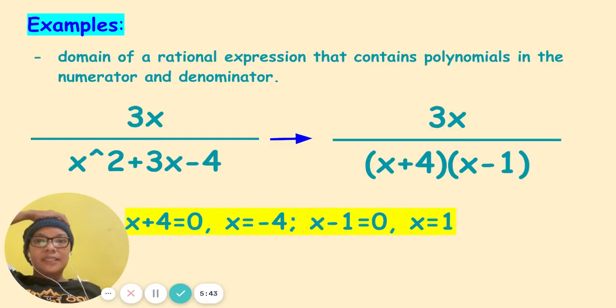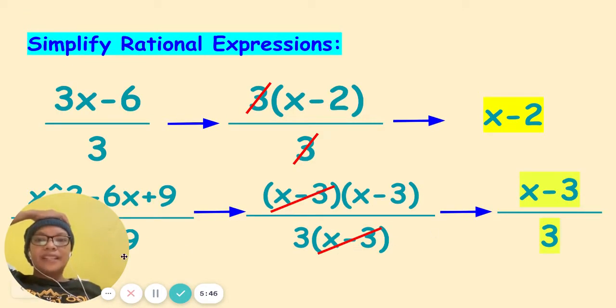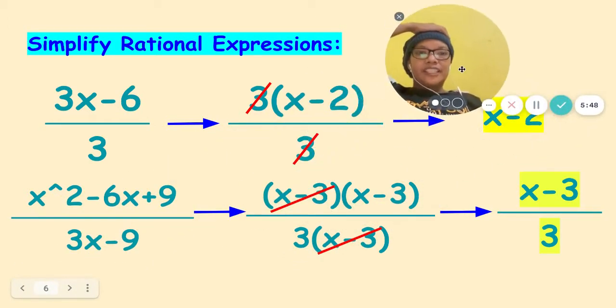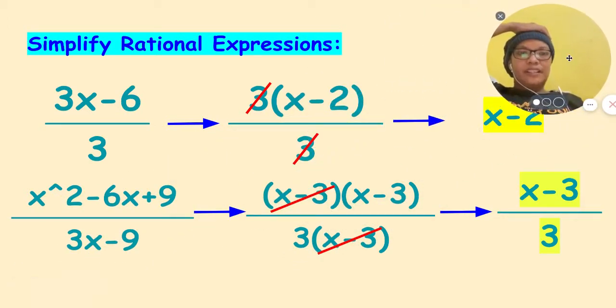So, let's simplify rational expressions, because that is one of our goals here. So we have how to simplify rational expressions, because some rational expressions kailangan nyo po siyang i-simplify. So for example, 3x minus 6. So we have here a binomial term and a term na walang degree. So it's a constant 3. So, 3x minus 6, so we don't have a problem with your denominator kasi walang x.